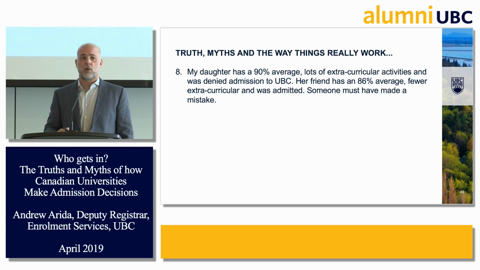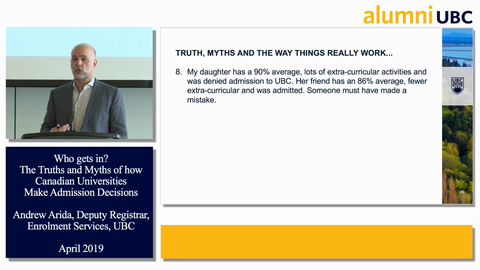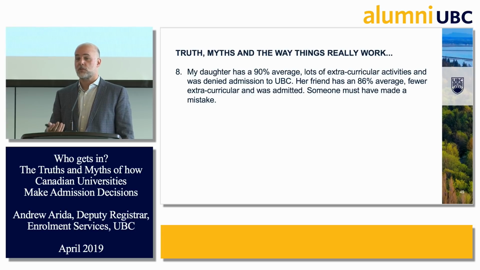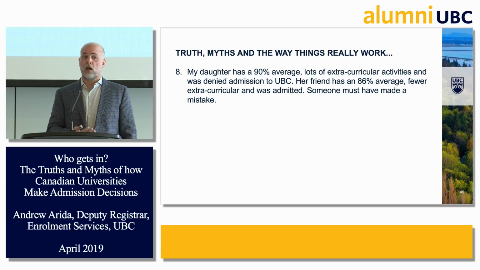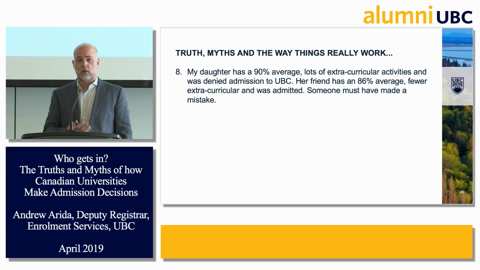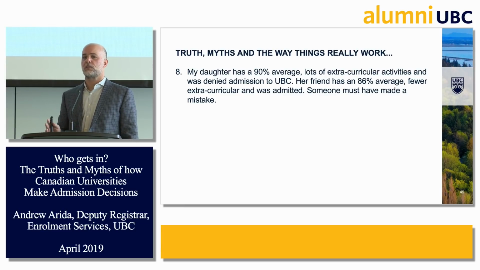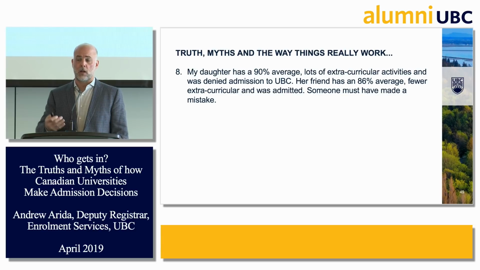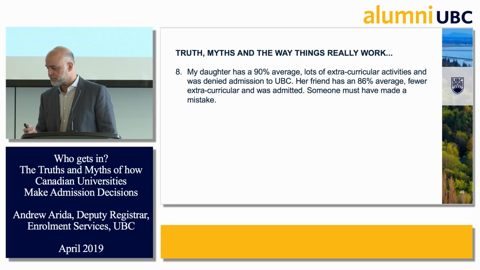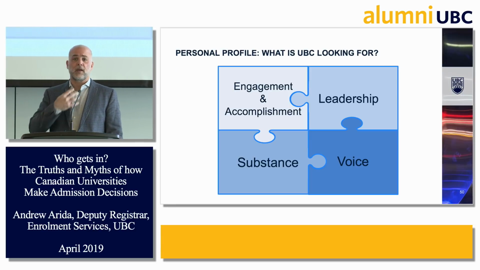If we just gave points for how much you do outside of school, that would favor students from a higher socioeconomic background. Obviously, you've got a lot more time to do volunteer work and to play sports if you're not working a part-time job to try and get money for your education. So we don't want to put that bias in play. What we're actually looking for in the personal profile goes deeper than just what's on your resume. At UBC, we're looking at 4 things.